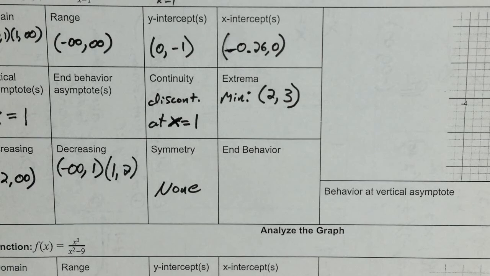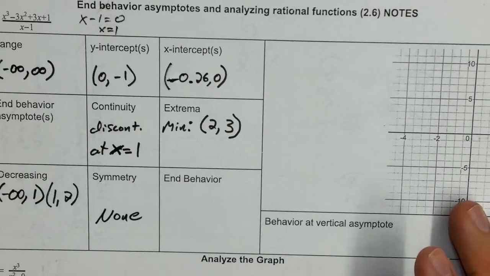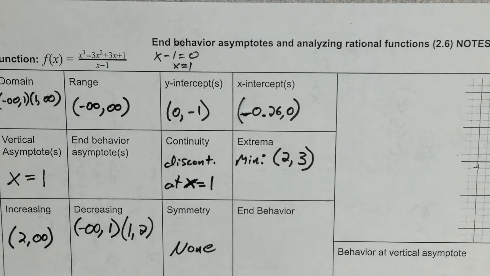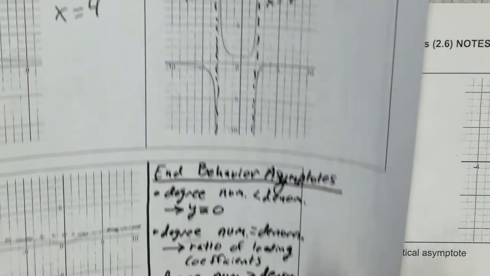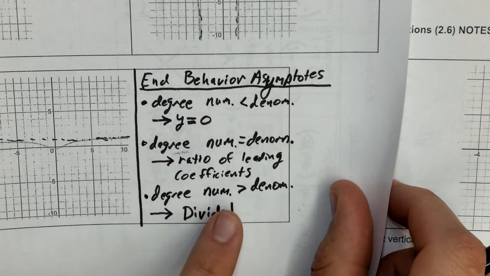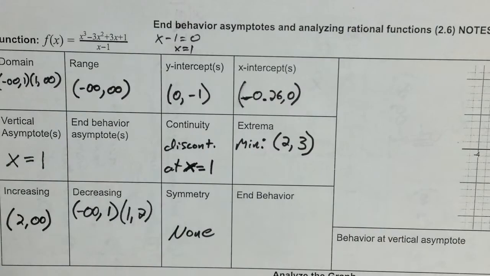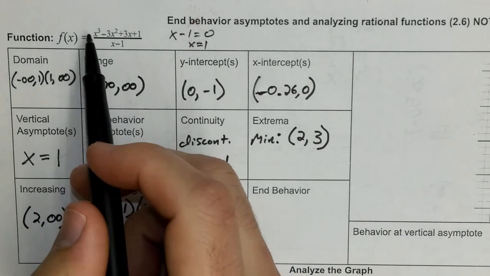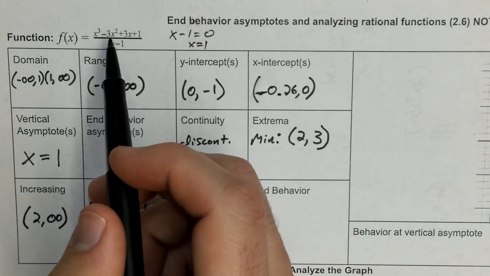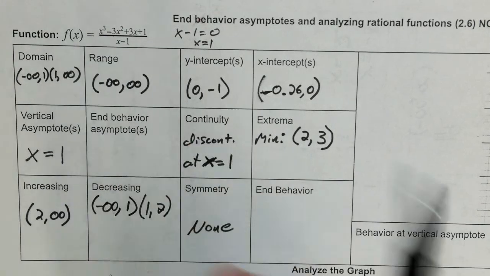And so we will do that. Let's look at the degree on top versus the degree on the bottom, as we talked about in the previous video. These rules right here, we compare the degree of the numerator and the denominator. What I see is that the degree on top is greater than the bottom, so that means we need to divide to find the end behavior asymptote.